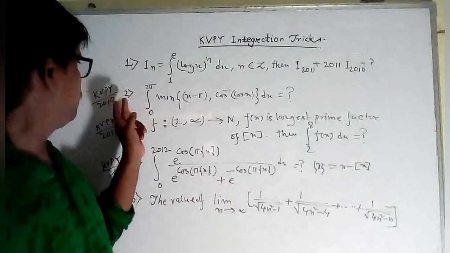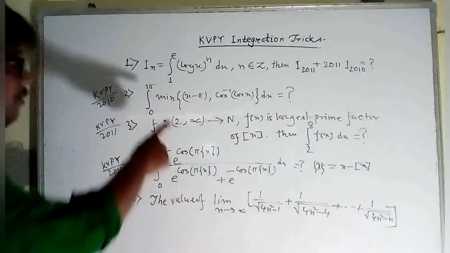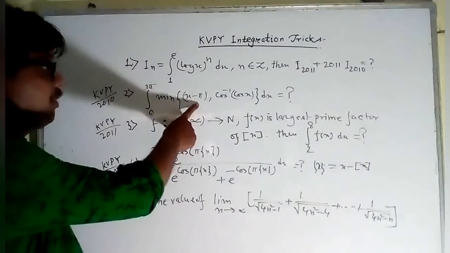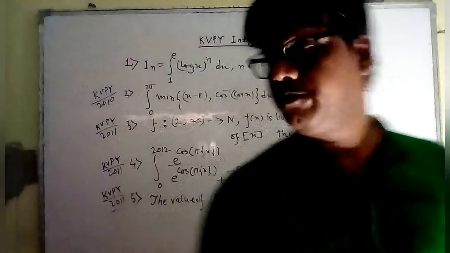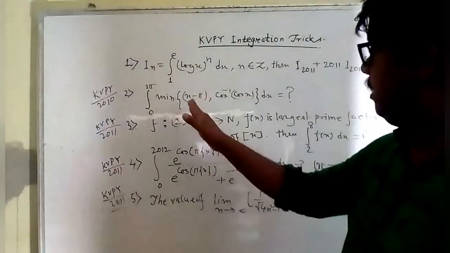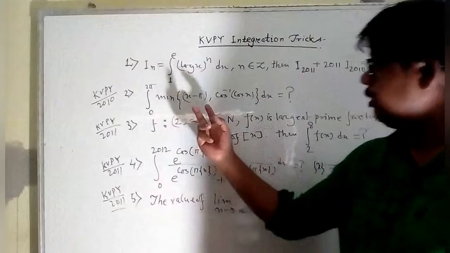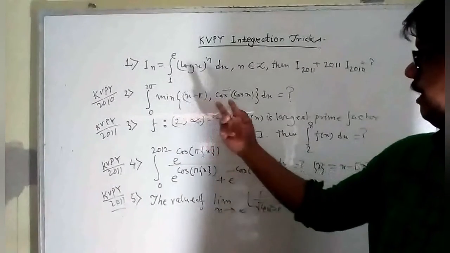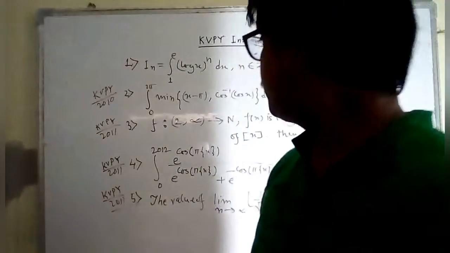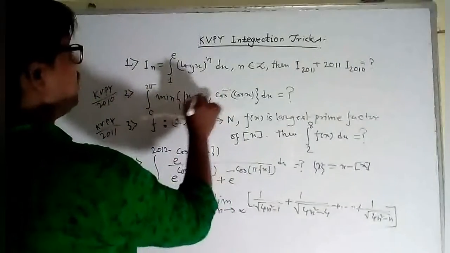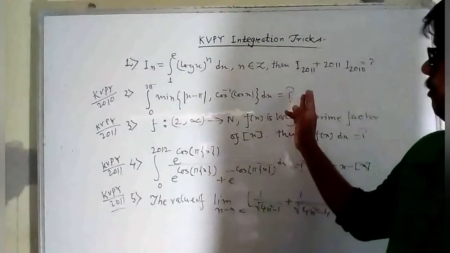Question number two: the integral from 0 to 2 pi of the minimum of |x minus pi| and cos inverse cos x dx. We have to take one of the two values, whichever is the minimum, from |x minus pi| and cos inverse cos x. We have to evaluate this value.